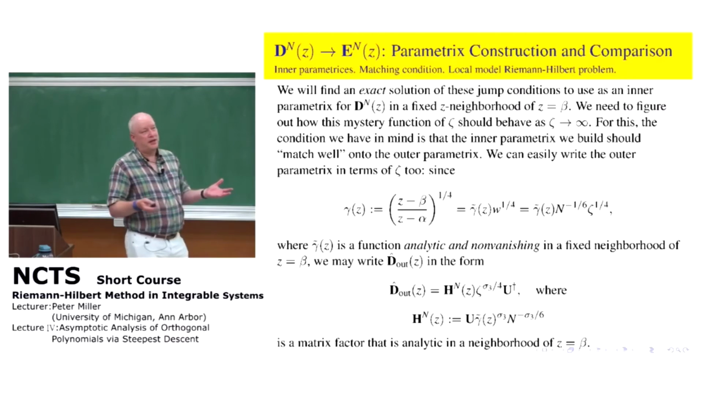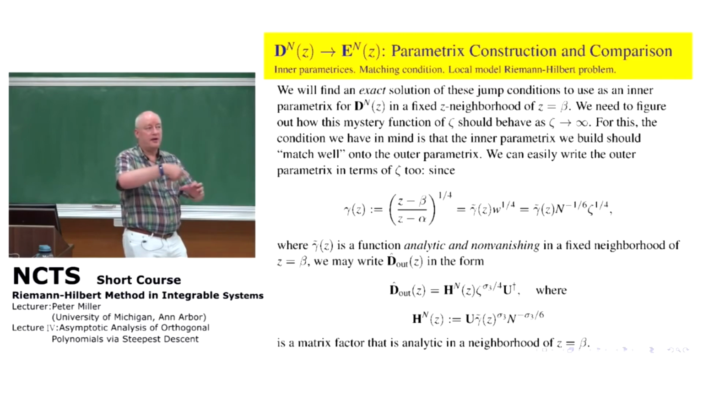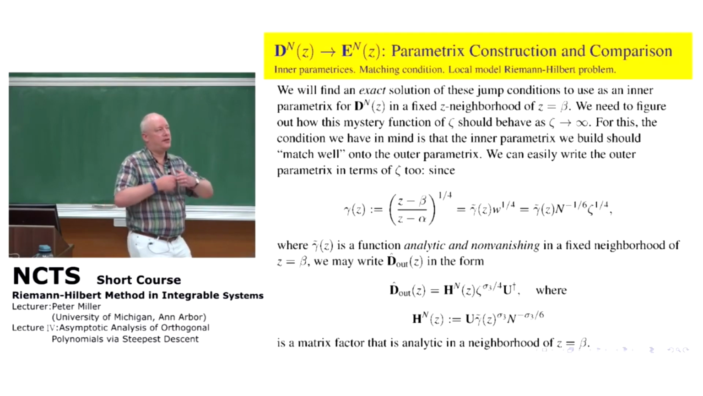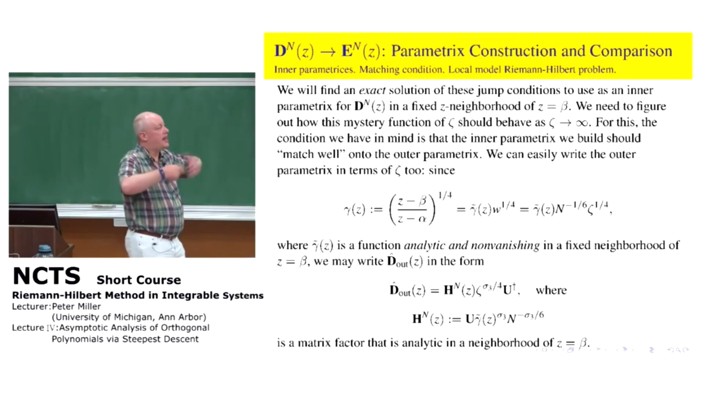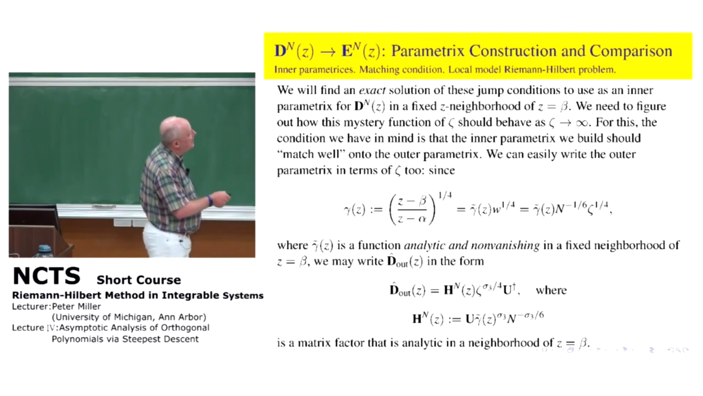But the question that we have to answer is what should happen when zeta starts to become large? Zeta being large is the same thing as saying that w is on the boundary of this disk at some fixed distance away from w equals 0, because n is large. When we think of n being large, that's going to expand that boundary out toward infinity in the zeta plane. So we need to figure out how the solution of our jump conditions should behave as zeta goes to infinity.